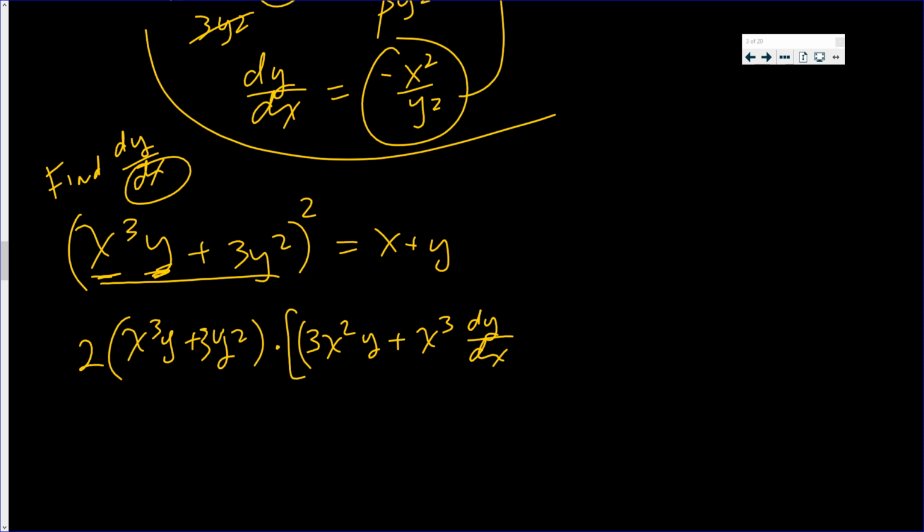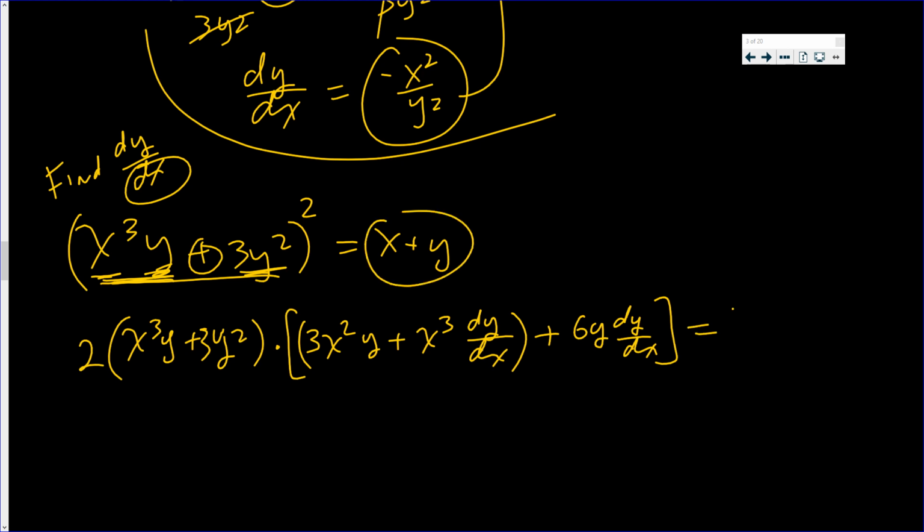That is the derivative of x cubed y, plus the derivative of 3y squared is 6y. It's in terms of y with respect to x. And this is equal to the derivative of x, which is 1, plus the derivative of y, which is 1 times dy dx.